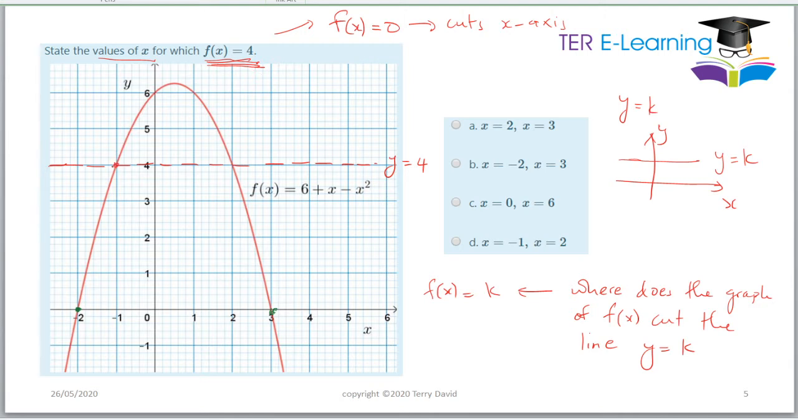It cuts it at this point here, which corresponds to -1, and it cuts at this point here, which corresponds to 2. So the answers are x equal -1 and x is equal to 2. So the answer in this case here is this. So the answer is -1 and 2. So the answer is D.